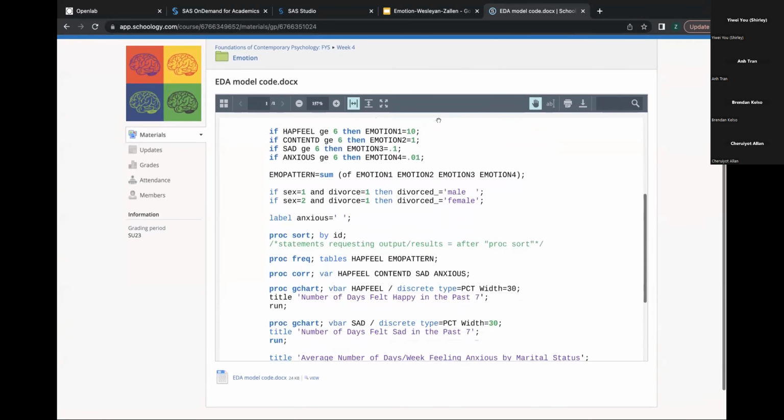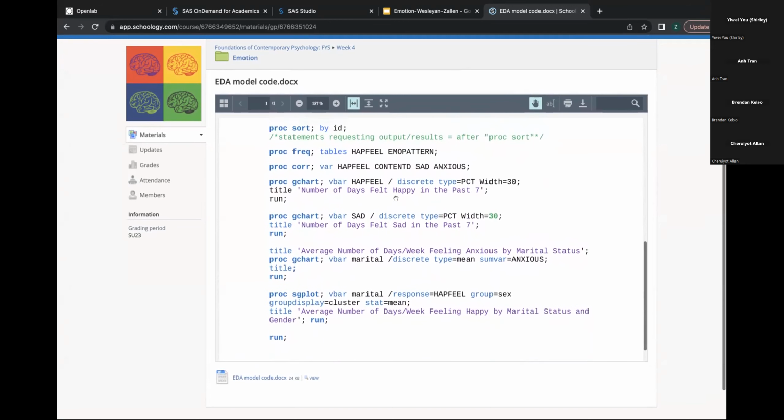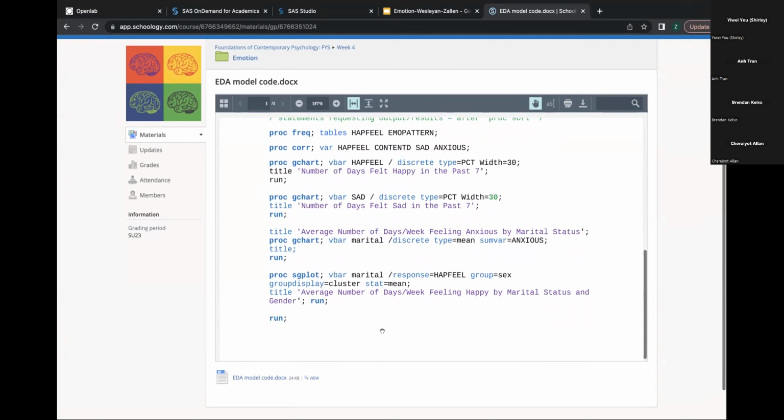Let me see what I did. Okay, see the last one, that's proc SGPLOT. I've got happy feel on my y-axis. It's the last one, my last group. Gender is in my grouping. So I would put hap feel in your response, race or whatever race variable you want to create for your group, and then where it has marital there, I would put the political groups. Does that make sense? Okay. Yeah, try that. I think it'll be visually easy to interpret.